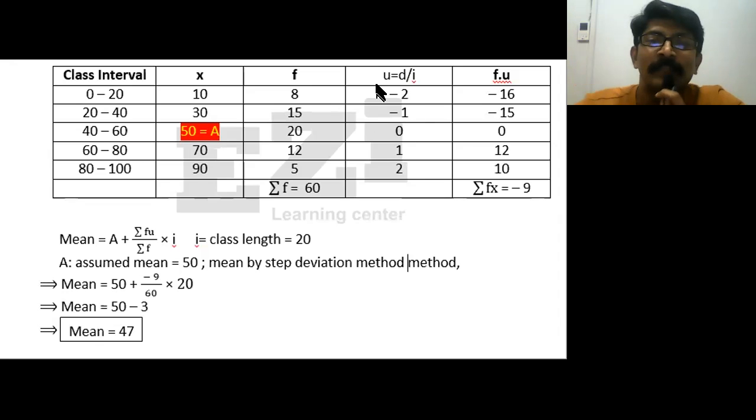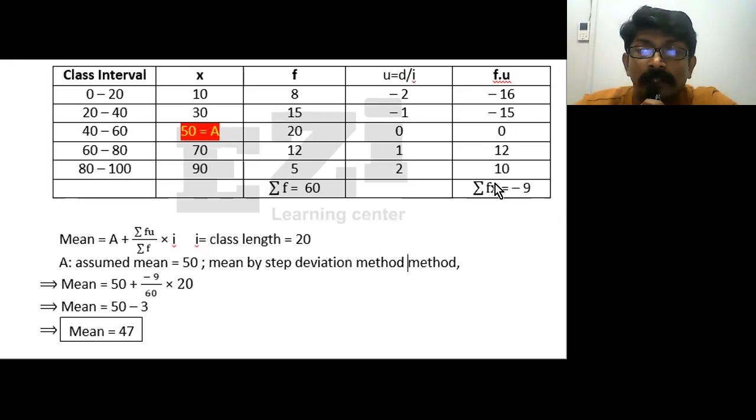I'm telling you. Now, what do you calculate? fu. What is the fu? f into u. So 8 into -2, -16. 15 into -1, -15. 20 into 0, 0. 12 into 1, 12. 5 into 2, 10. And now you have to calculate summation fu. So पहले add कीजिए positive numbers, फिर add कीजिए negative numbers, and add and subtract with respect to what is there. So -31, and then plus 22. So that will become -9.